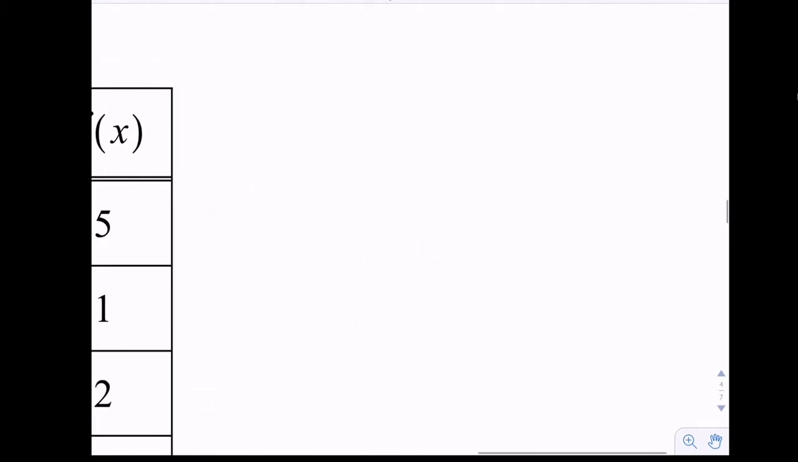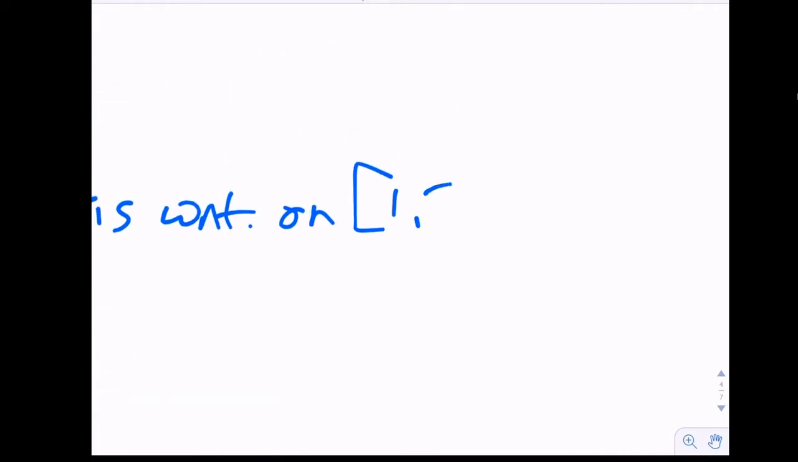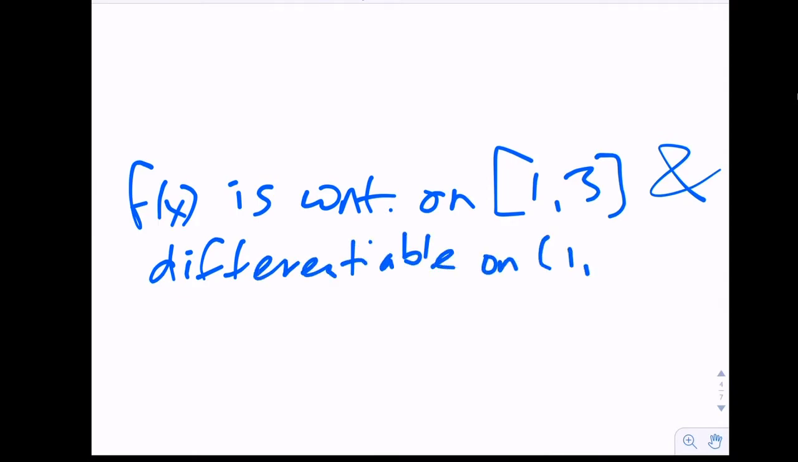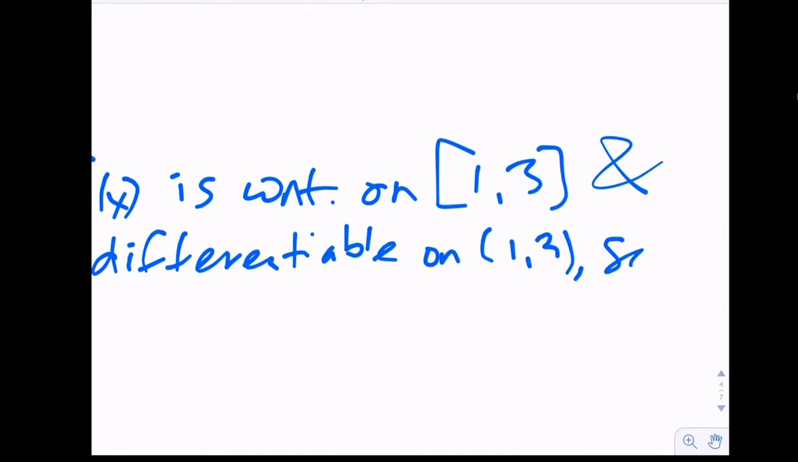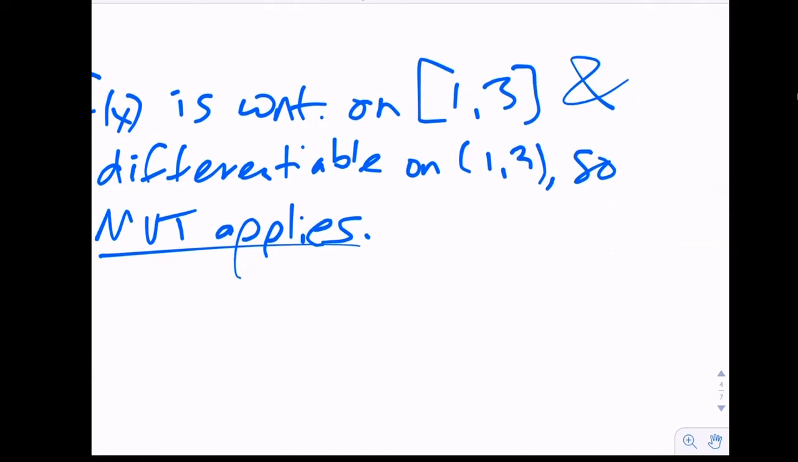Well, as we go from 1 to 3, let's just go ahead and say f of x is continuous on the closed interval from 1 to 3 and differentiable. You spell it out. Let's pretend like we're there. Differentiable on the open interval from 1 to 3, comma, so the MVT applies. So now you have the full authority of the MVT, and the calculus cops are going to back you up.